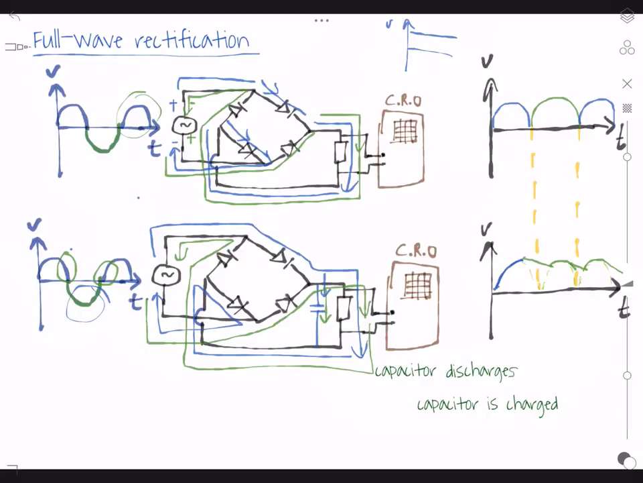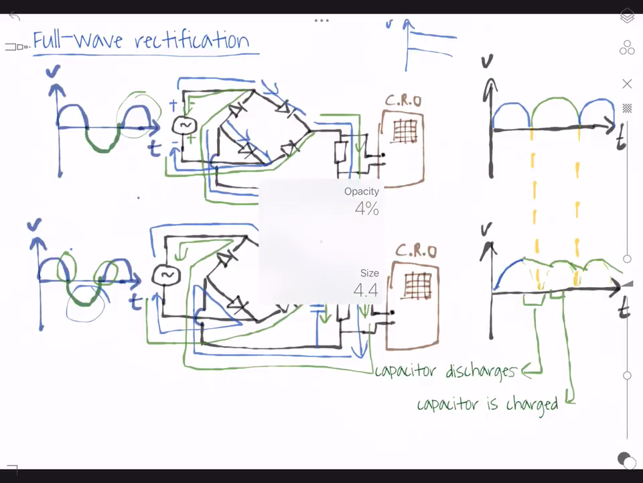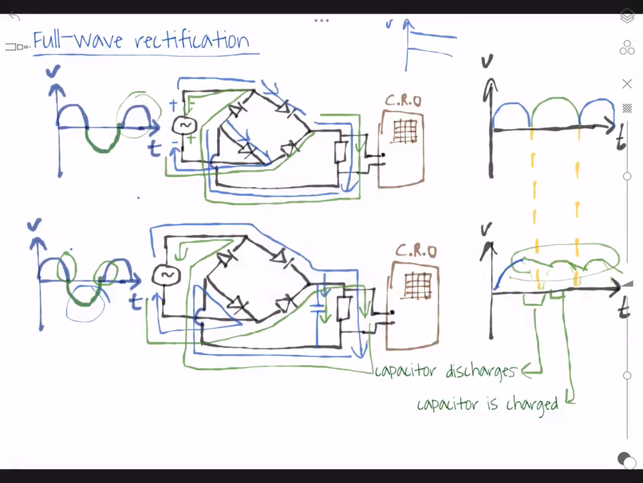So during this time the capacitor is charged, but during this time the capacitor discharges. So you can see this output is almost equal to the output of a battery. So we have a better rectification this time.